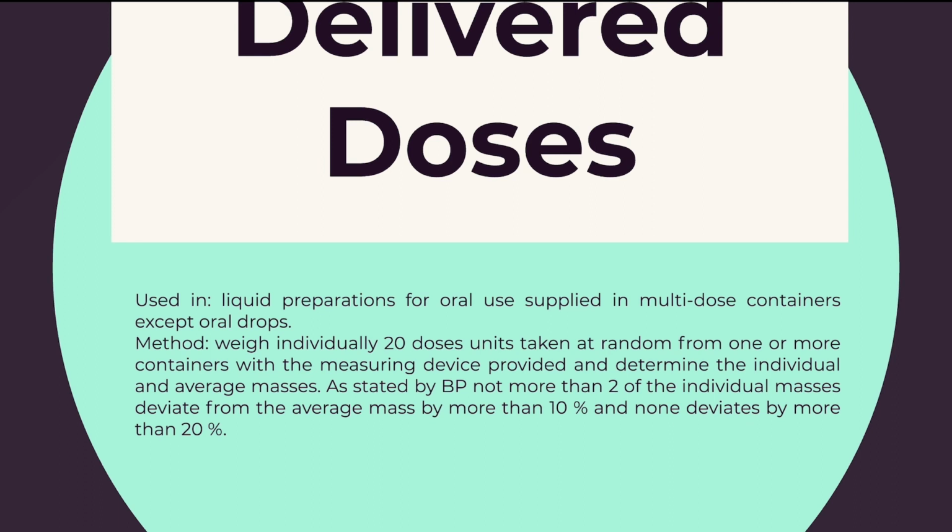Method: weigh individually 20 doses, units taken at random from one or more containers, with the measuring device provided, and determine the individual and average masses. As stated by BP, not more than 2 of the individual masses deviate from the average mass by more than 10% and none deviates by more than 20%.